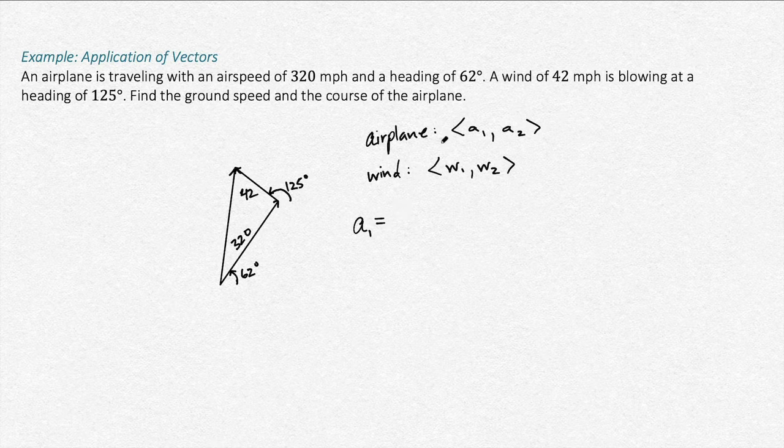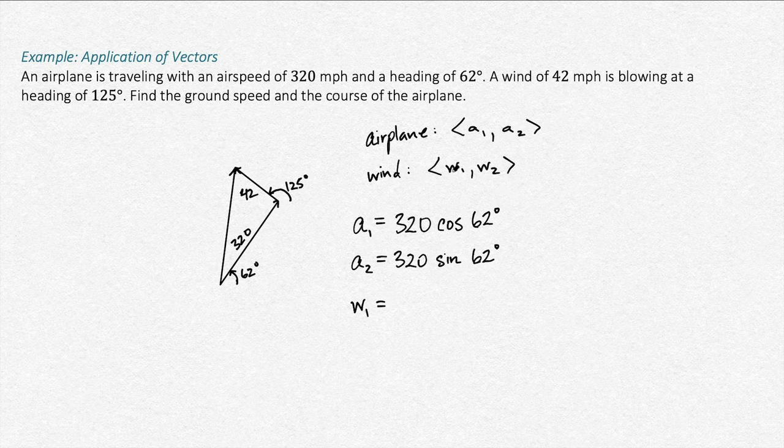A1 is the magnitude of the airplane vector, which is 320, times the cosine of the angle, 62 degrees. A2 is the magnitude, 320, times the sine of the angle, 62 degrees. And then do the same thing for the wind. The horizontal component is the magnitude of the wind, which is 42, times the cosine of the direction angle, and the vertical component is the magnitude times the sine of that angle.